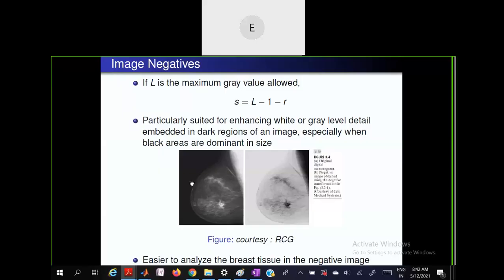Okay, dominant black region. Suggest a suitable enhancement technique and explain. Okay, that is how the question will be asked. That is why I said these keywords are important. Where do we use it?